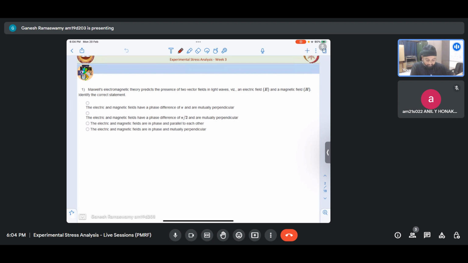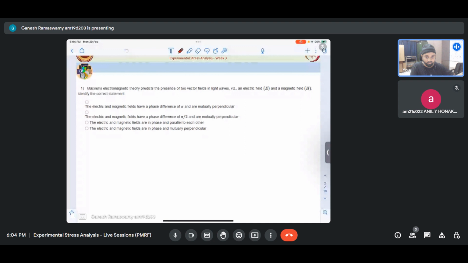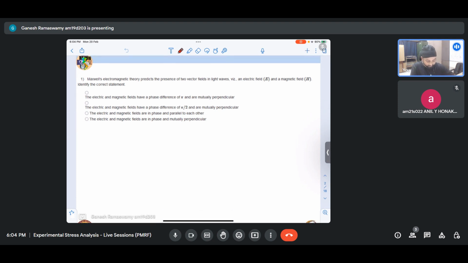The electric field and magnetic field have a phase difference of pi and are mutually perpendicular. The electric field and the magnetic field have a phase difference of pi by 2 and are mutually perpendicular. Both these fields are in phase and are parallel to each other. Both these fields are in phase and mutually perpendicular. So it's fairly straightforward. We have been seeing this since high school.